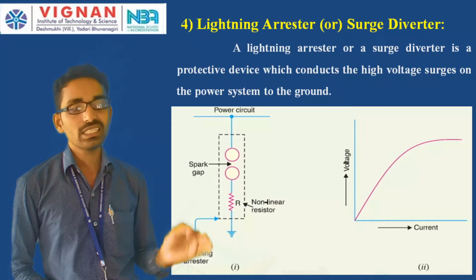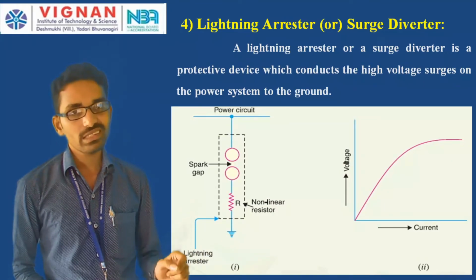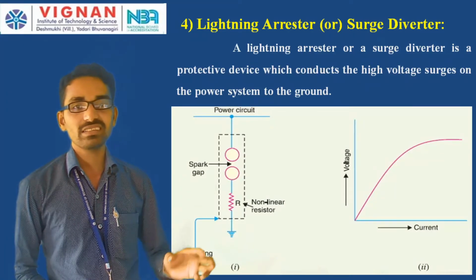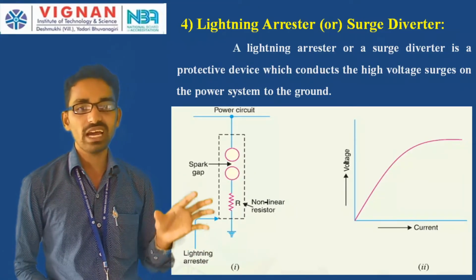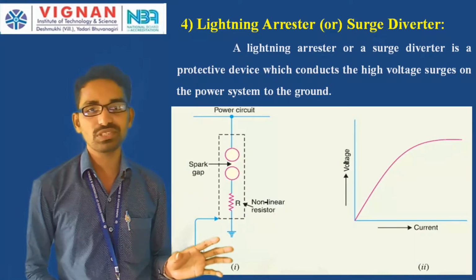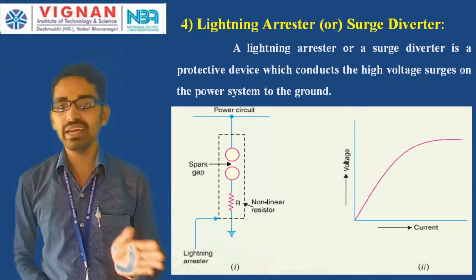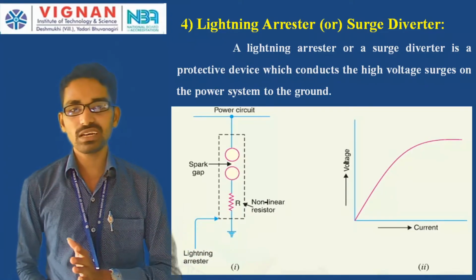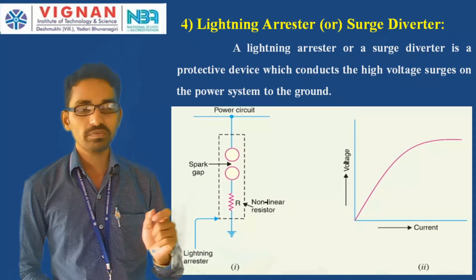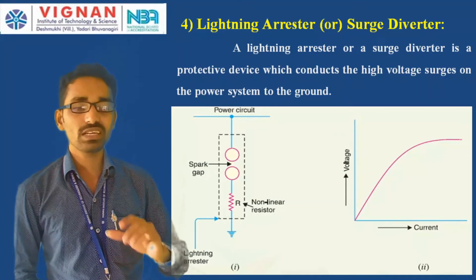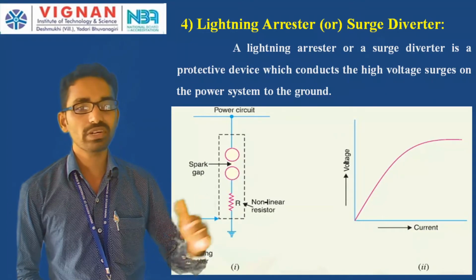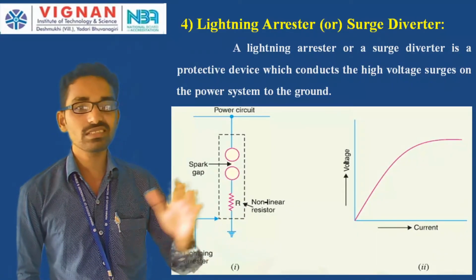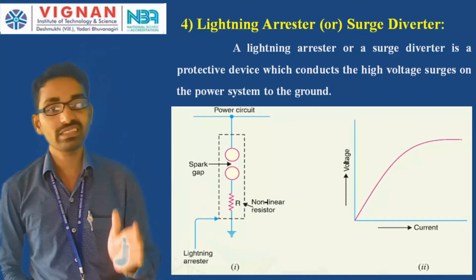Then you have the other type of lightning stroke, the indirect lightning stroke. What is the indirect lightning stroke? It falls indirectly on the transmission line and produces travelling waves in the transmission line, and these travelling waves may reach the equipment connected to the transmission line. Against these travelling waves, the protection schemes we have studied so far, those three, will not provide protection. But here there is the lightning arrestor.